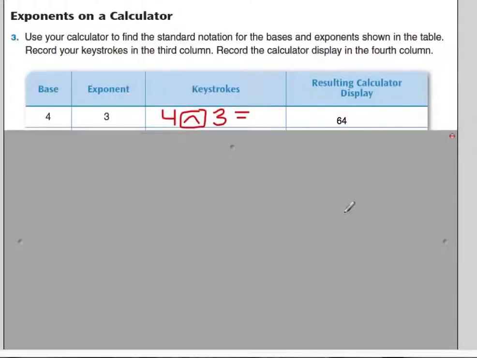And go ahead and try the rest of the problems in this table as well. And we'll compare tomorrow and we'll share with classmates and we'll see how it went.